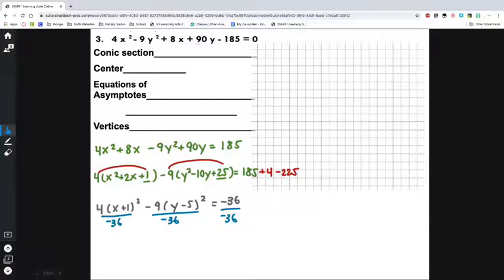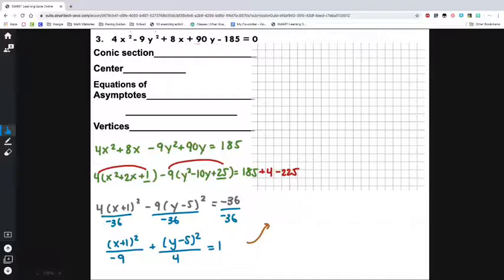Okay, and then what we end up with is (x + 1)^2 over 4 over -36, that's just -9, plus, because it's -9 over -36, (y - 5)^2, and then 9 over 36 is 1 over 4. That's equal to 1.